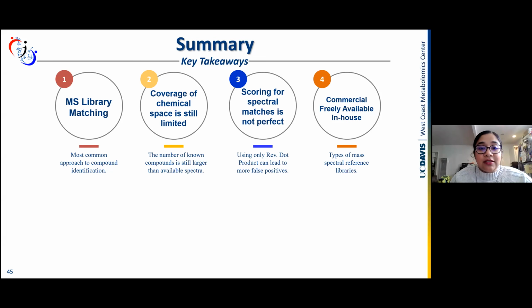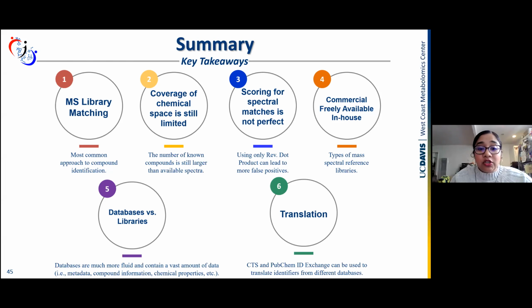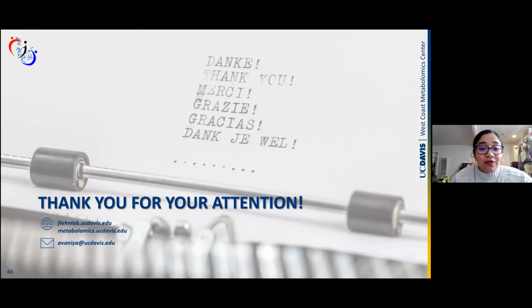I definitely think it's good for the community to share those reference spectra that might be unique to your lab. Databases versus libraries: databases are much more fluid. They contain a vast amount of data, and they're easy to search against and update. And then translation. CTS and PubChem ID Exchange can be used to translate identifiers and communicate between those databases. So with that, thank you for your attention.